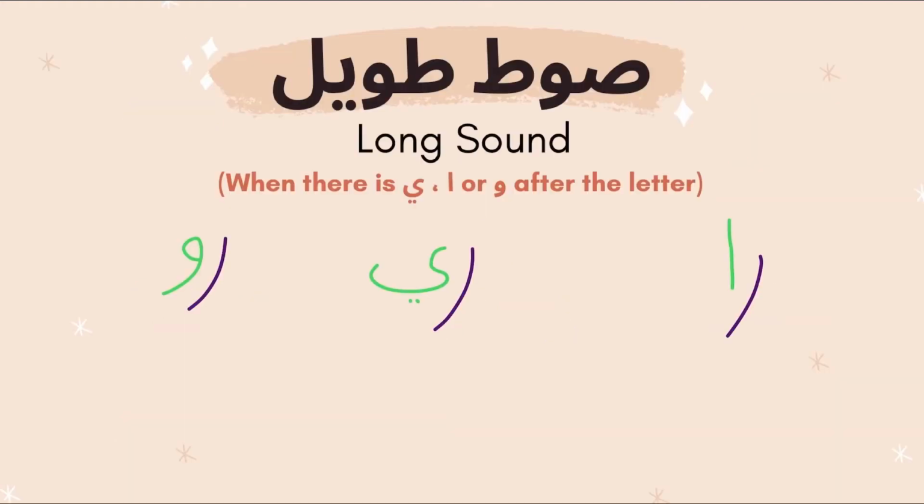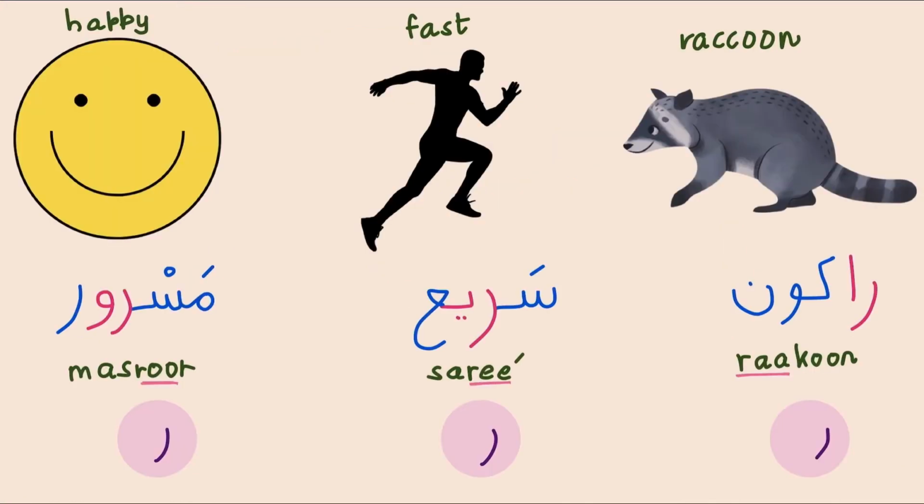We have Sawt Taweel when there is Alif or Ya or Waaw next to the letter. Ra with Alif, Ra. Ra with Ya, Ri. Ra with Waaw, Ru. Ra, Ri, Ru. Let's see some words with the long sound.